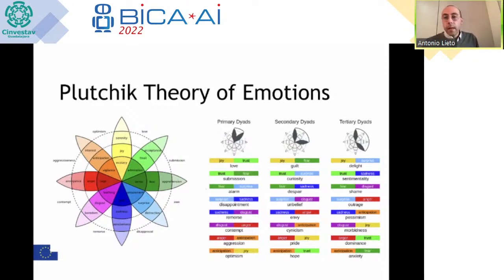So yeah, I probably agree with you that even the Plutchik theory is a simplified version of the problem. But at least from what we saw in this project, this model enabled us to have a more nuanced classification with respect to other kinds of models.